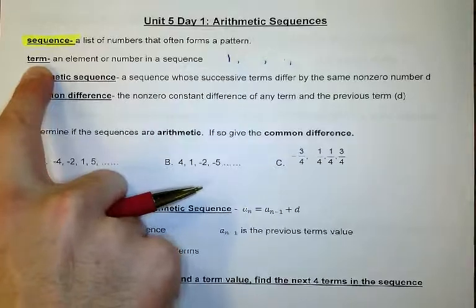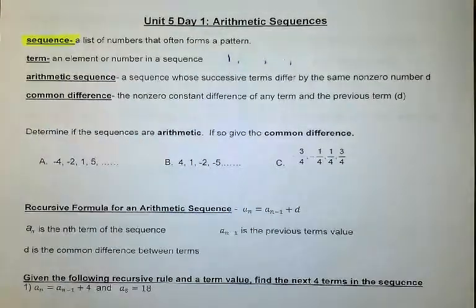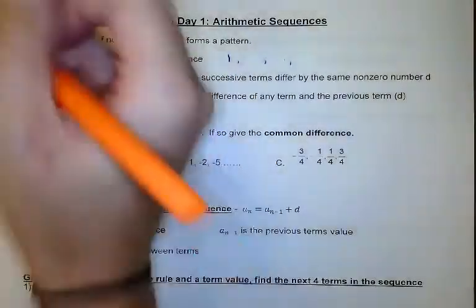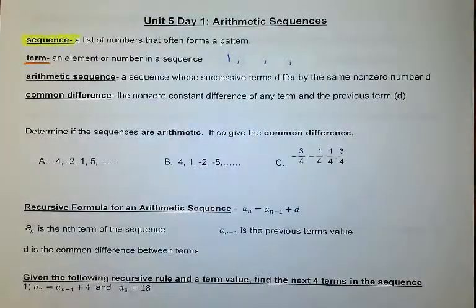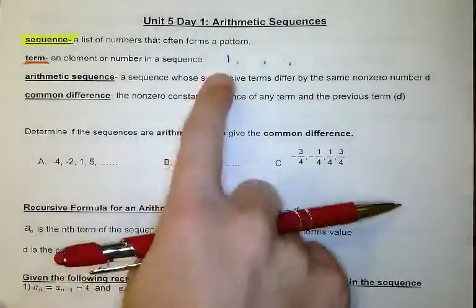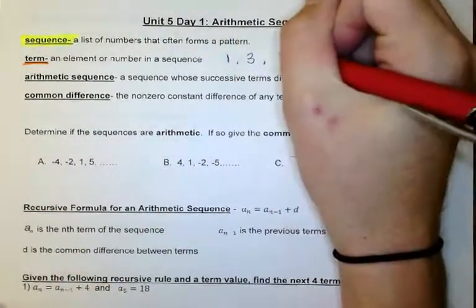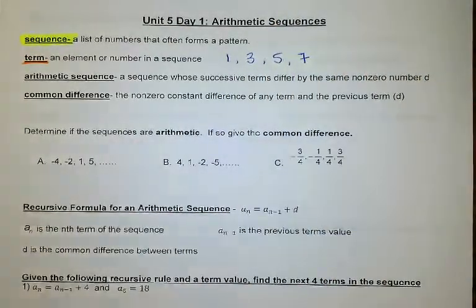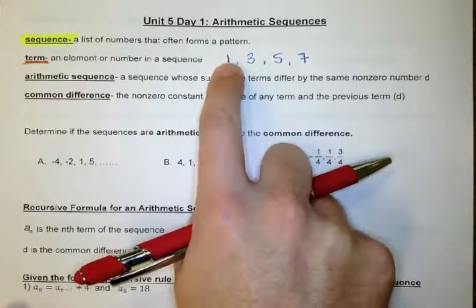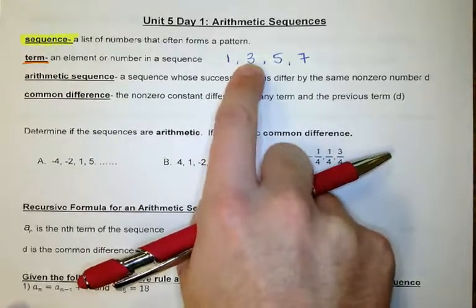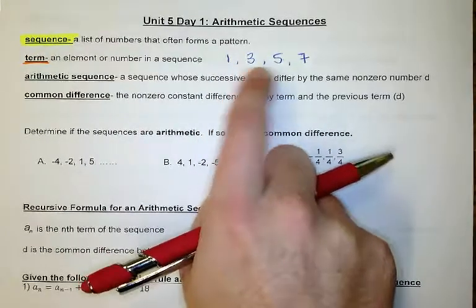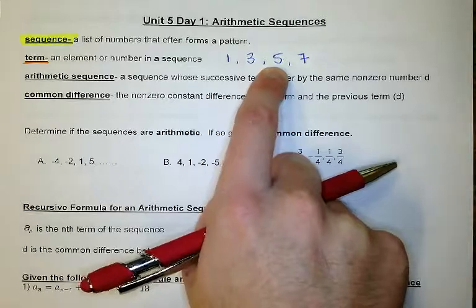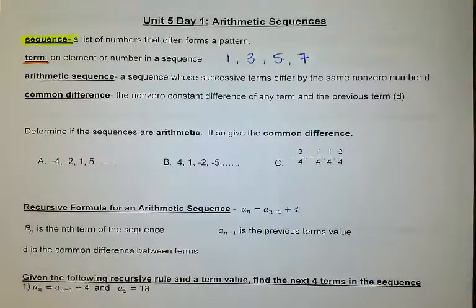And in each sequence, there's what we call terms. Okay? A term is an element or a number in the sequence. So I'm going to write a sequence here. We're going to say 1, 3, 5, 7. Okay? So in this sequence, 1 is my first term, 3 is my second term, 5 is my third term, and 7 is my fourth term. Alright? So that is what we are talking about right here.